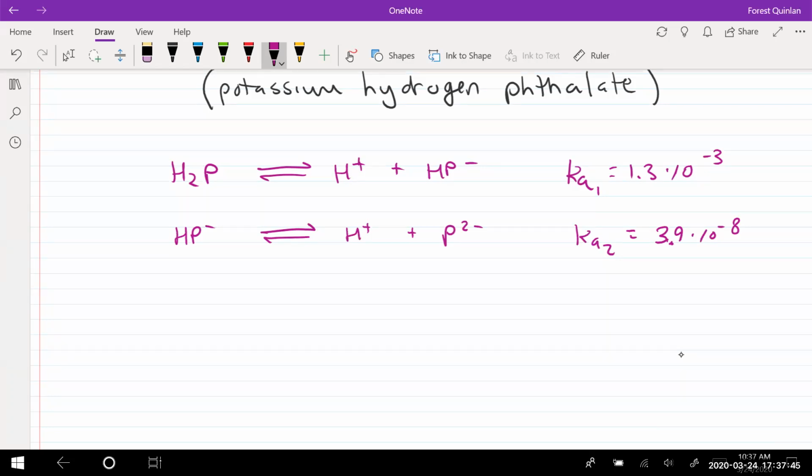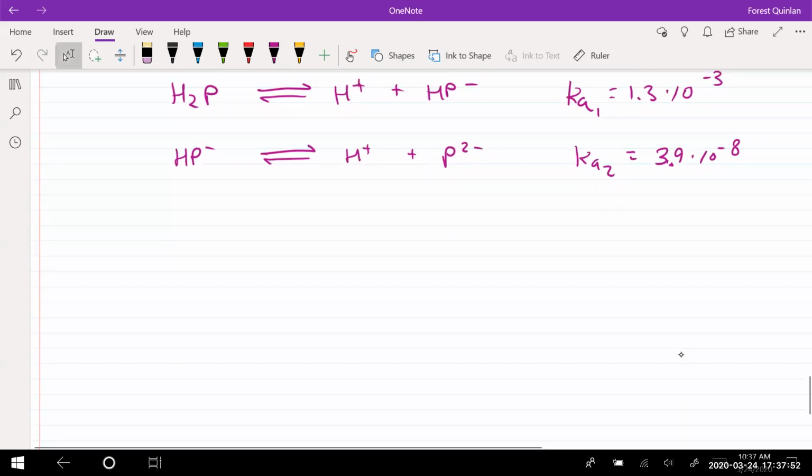The K values are given. But of course, my friend. Okay. The Kas will be given. I wouldn't expect you to know those.